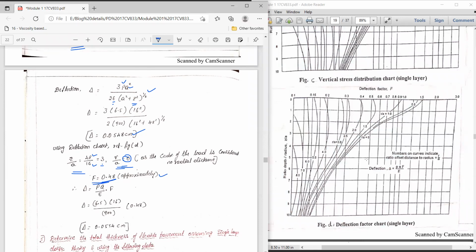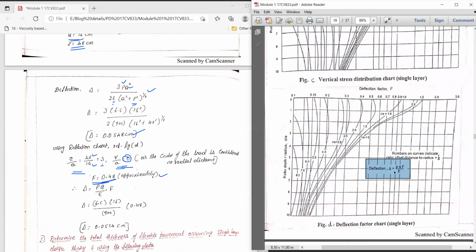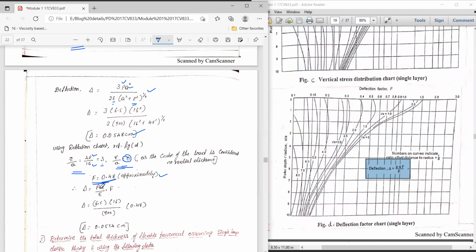Once the f value is ready, we have the formula: deflection is equal to PAF divided by E. P is given as 6.5, that is the pressure. Radius is 16, and Young's modulus, that is the elastic modulus, is 900, and the f value you found from the graph is 0.48. So substitute all, and you are going to get the deflection value, that is equal to 0.0554 centimeter.